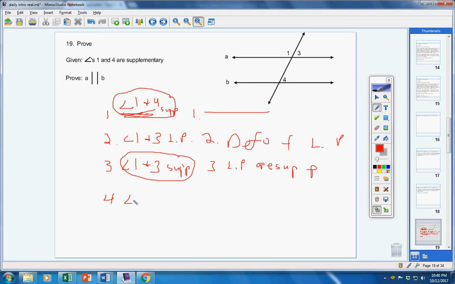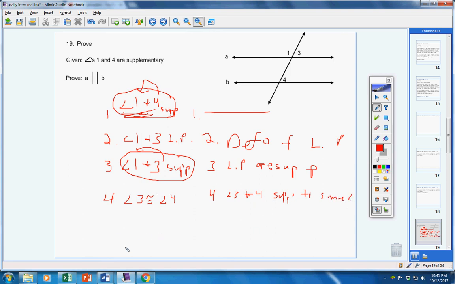Now watch this. I can say angle 3 is congruent to angle 4. Mr. Earhart, where'd you get that? Well, we learned a theorem that said if two angles are supplementary to the same angle, then they're congruent. Well, 3 is supplementary to 1. 4 is supplementary to 1. So 3 and 4 are supplementary to the same angle. Thus, they're congruent. So I can say this. I can say they're congruent because angles 3 and 4 are supplementary to the same angle.